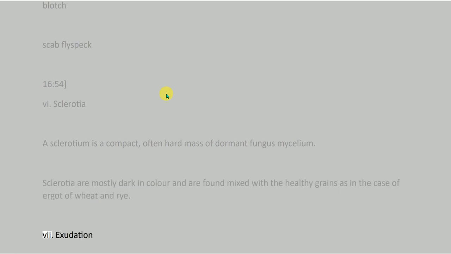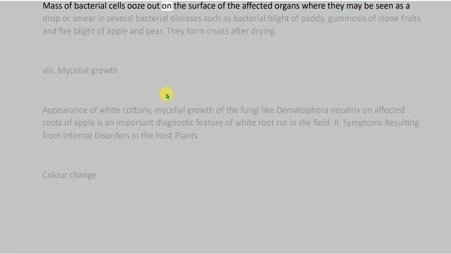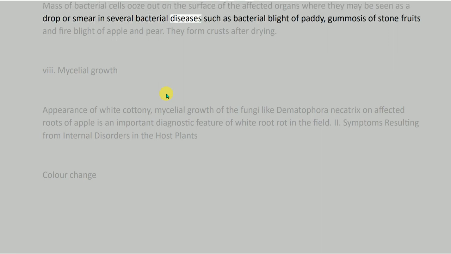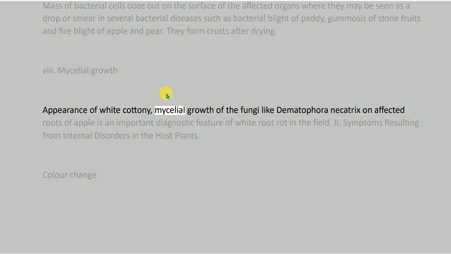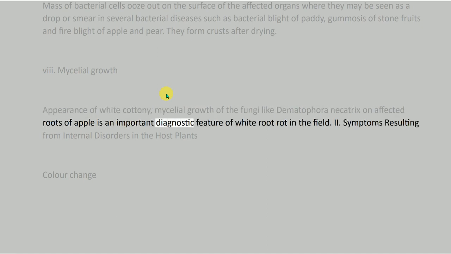7. Exudation. Masses of bacterial cells ooze out on the surface of the affected organs, where they may be seen as a drop or smear in several bacterial diseases such as bacterial blight of paddy, gummosis of stone fruits and fire blight of apple and pear. They form crusts after drying. 8. Mycelial growth. Appearance of white cottony mycelial growth of fungi like Dematophora necatrix on affected roots of apple is an important diagnostic feature of white root rot in the field.